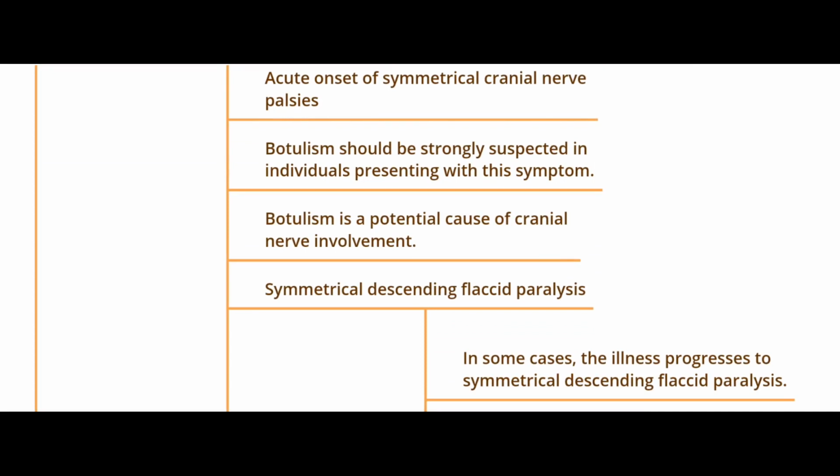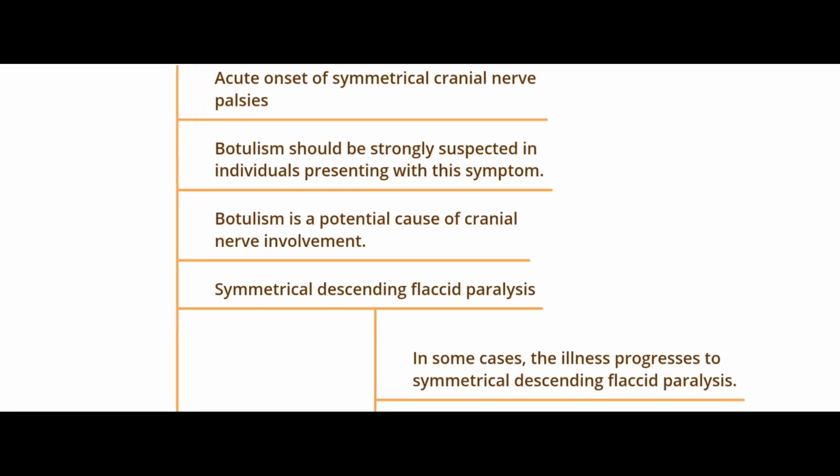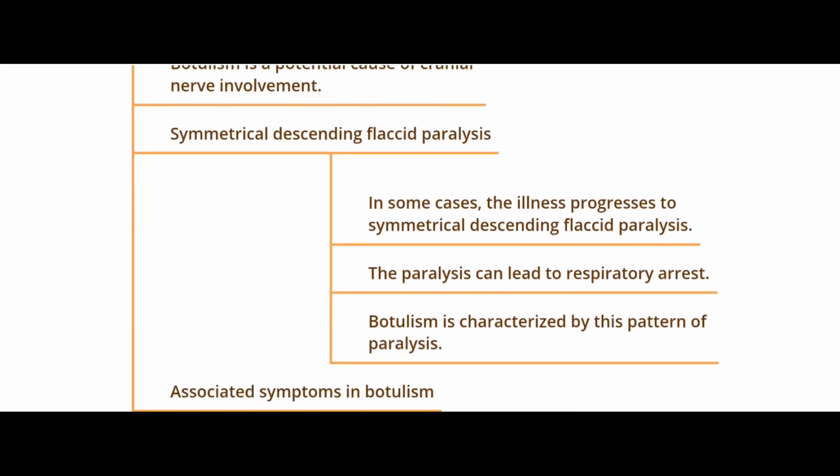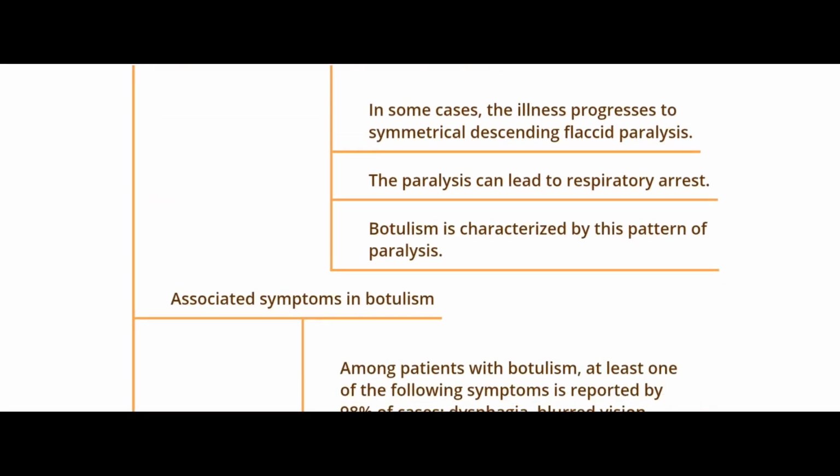That's how we differentiate it from strokes, from other autoimmune syndromes that have more of a rigid and spastic paralysis. And it comes from proximal into distal. We should always have a good differential diagnosis with Guillain-Barré syndrome, which is a progressing paralysis from distal to proximal. So it can lead to respiratory arrest, and botulism is characterized by this pattern of paralysis.